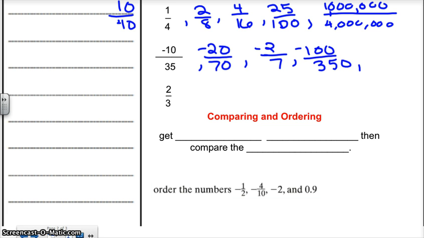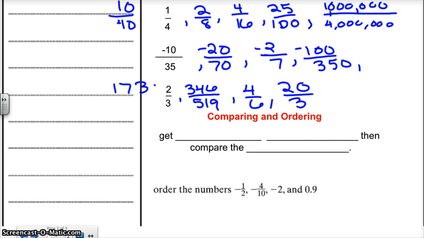Now 2/3. Kyle? 346 over 519. What? Okay, what did you do? I multiplied by 173. Okay, why not? Why wouldn't you do that? You multiplied them by 173. Austin? 4 over 6. There we go, that's what I'm talking about. Emily? 20 over 30. With the tens, keeping it simple.